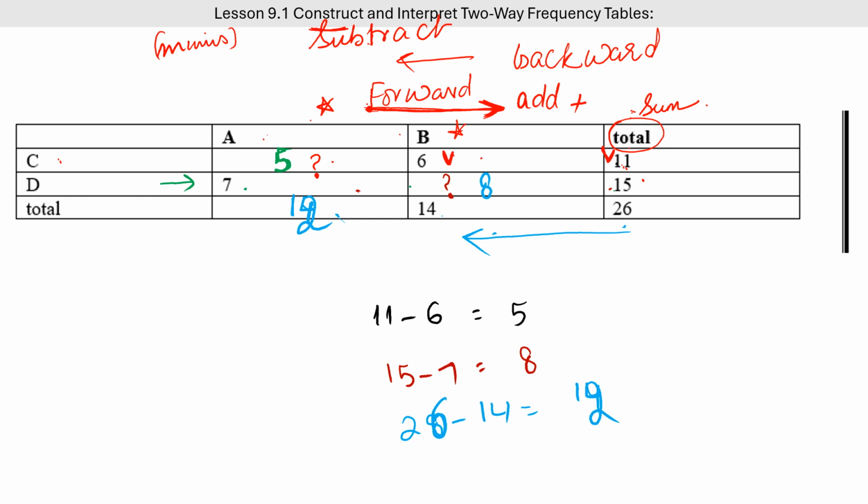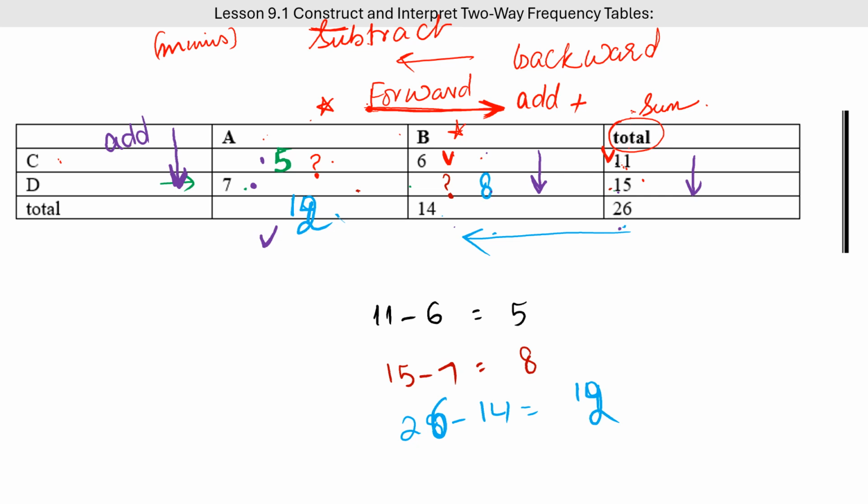Now I want to confirm, am I right or am I wrong? So look at this. When you go down vertically, you have to add. This 5 plus 7 gives you 12. So this answer is right. Similarly here you go down, and you get the total. So 6 plus 8 gives you 14. So this is also right. Now you go down. 11 plus 15 gives you 26. So this is the way we construct a table.